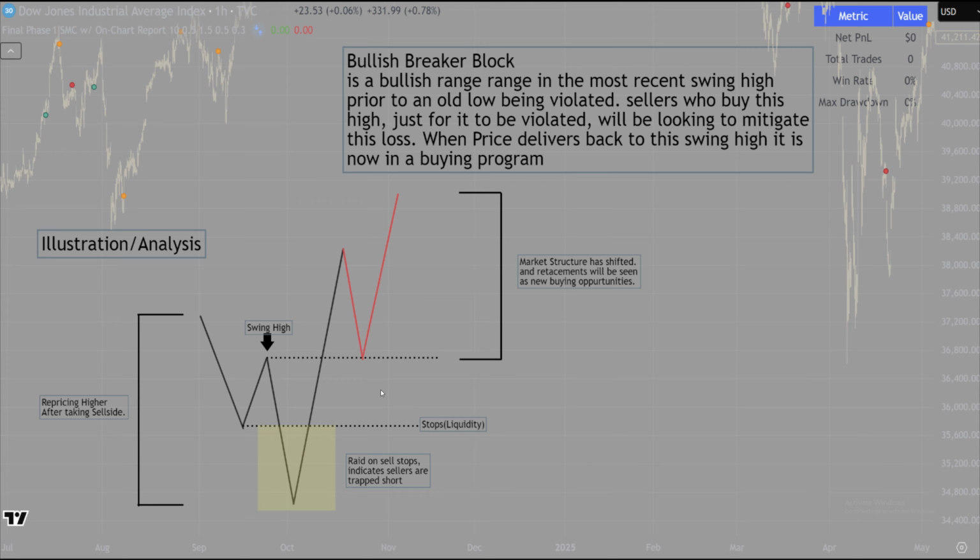But we have to understand why it's doing that. We need to understand that it's doing it to mitigate the loss. It's doing this to mitigate the loss of people who went short here and it displaced right above it. That's the only reason why price does this. It's not doing it because support and resistance changed. It's doing it to mitigate its narrative.